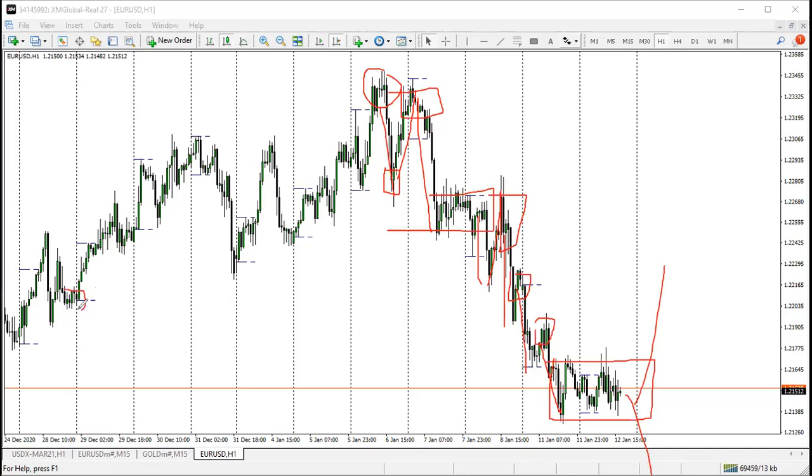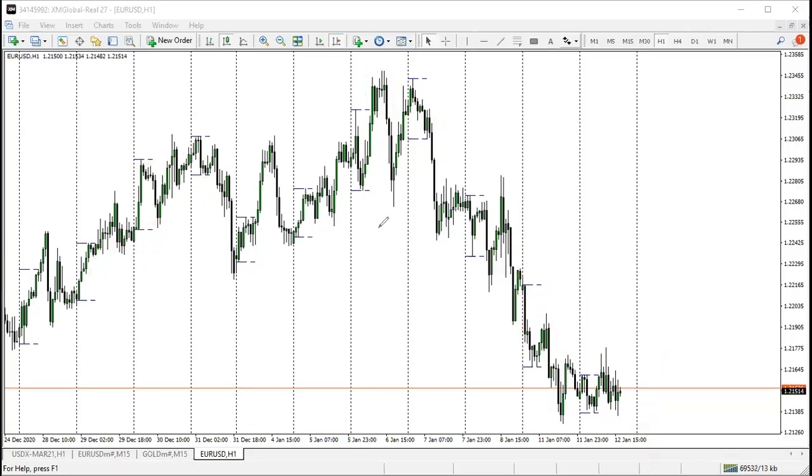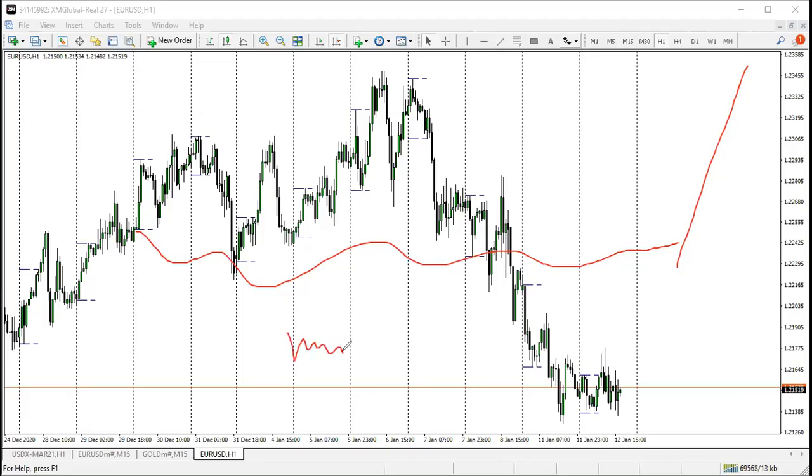If you see this contraction here, expect expansion, then contraction, expansion. This was a big contraction here. Expand, contraction, expand. That's how the market usually moves, depending on the time frame you're using. Price will be moving with contraction and expansion. The bigger the contraction, the bigger the expansion. The smaller the contraction, the smaller the expansion.